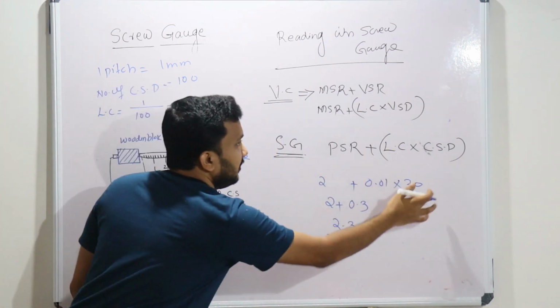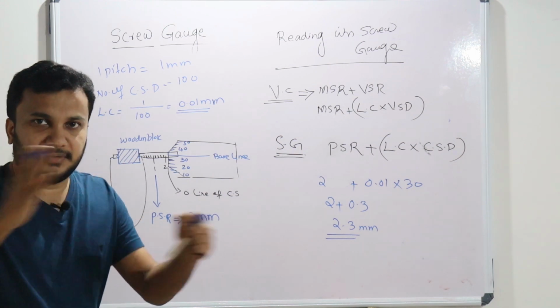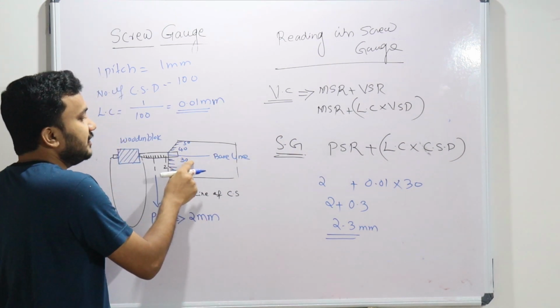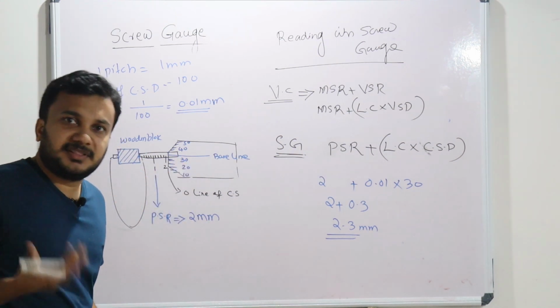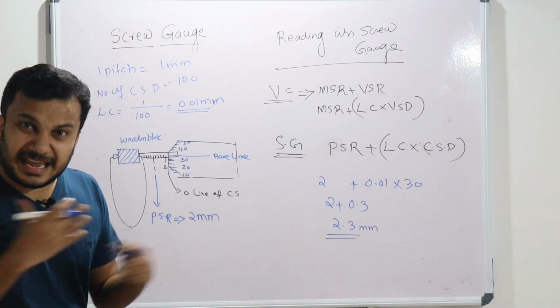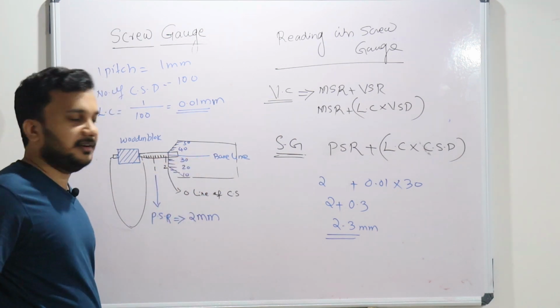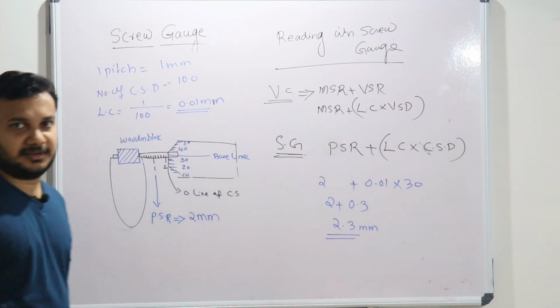Sometimes you will get 2.32, 2.34, 2.35, it doesn't matter, but here I am assuming it coincides with the 30. It may be 32, 33, 34, 35, any number. Just as an example, I have taken 30. Then that is called circular divisions.